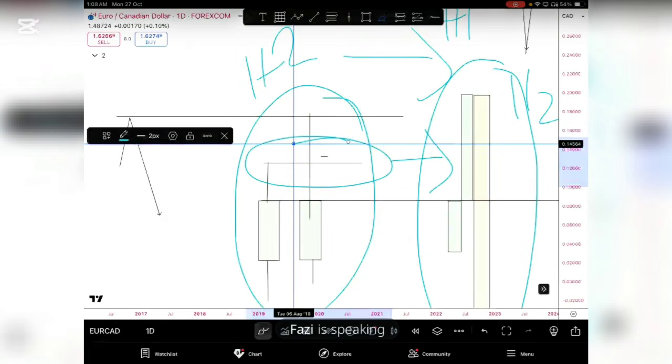I always tell you that when you are building your bias, you need to go for monthly, weekly, daily time frames. When you go for entries, you can choose H4 level, H2 level, H1 level, or M30 level. Don't go below M30.